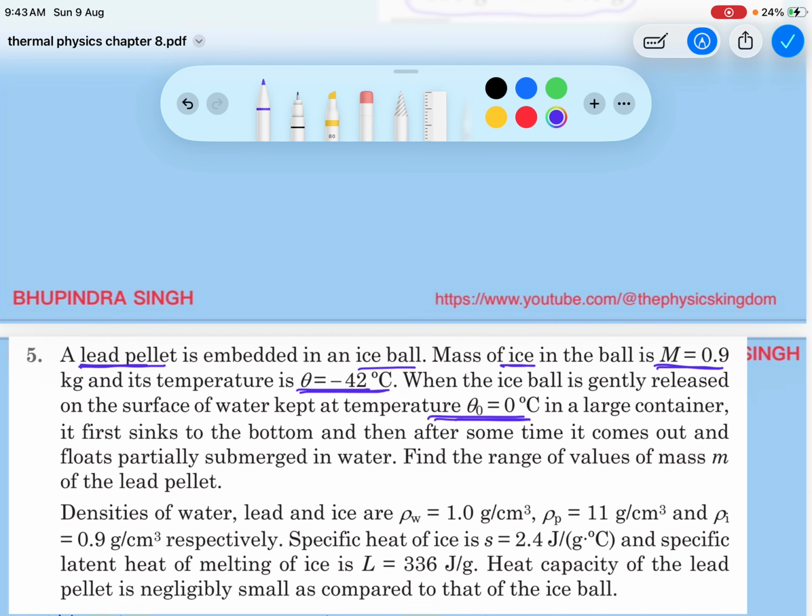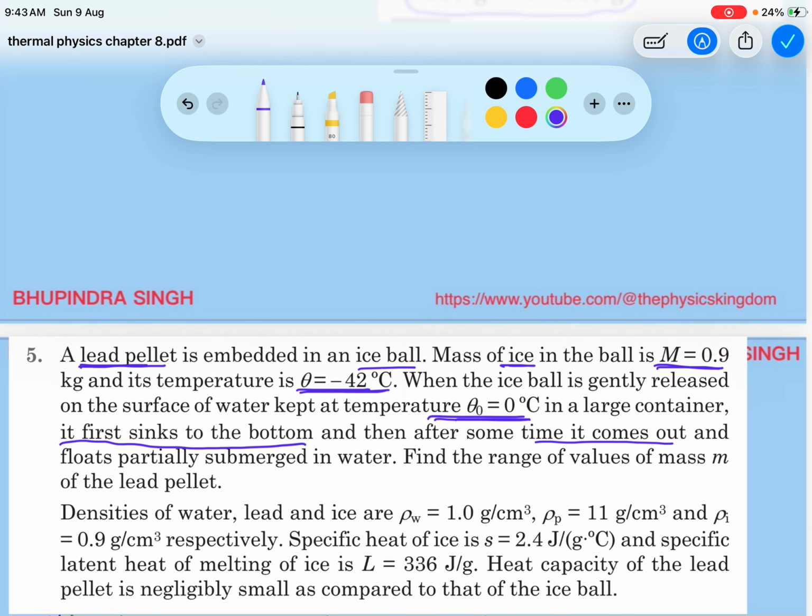So here you can notice that temperature of water is 0 degrees Celsius, right? So it means this is solid, this cannot melt, right? This ice ball cannot melt because it cannot take any heat from water. It is already at 0 degrees Celsius in a large container. It first sinks to the bottom, right? And then after some time it comes out. So first it will sink and then after some time it will come out, right?